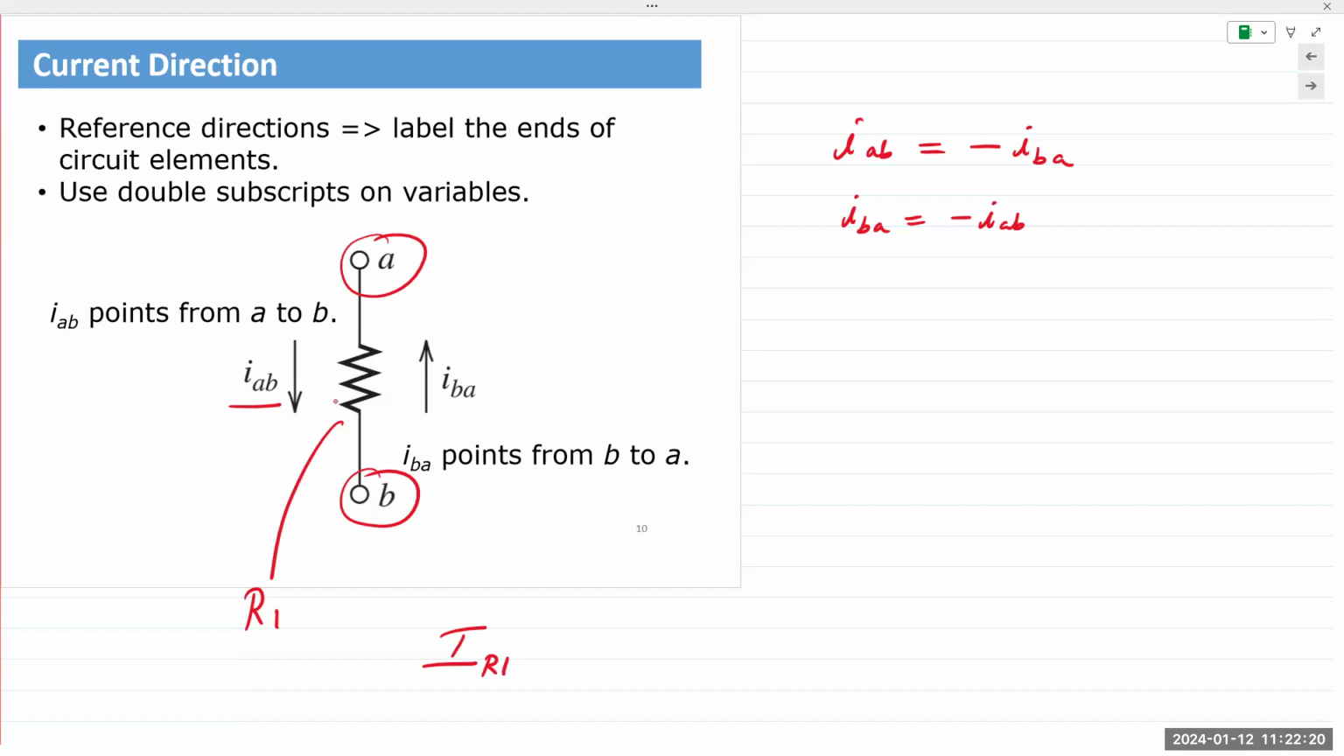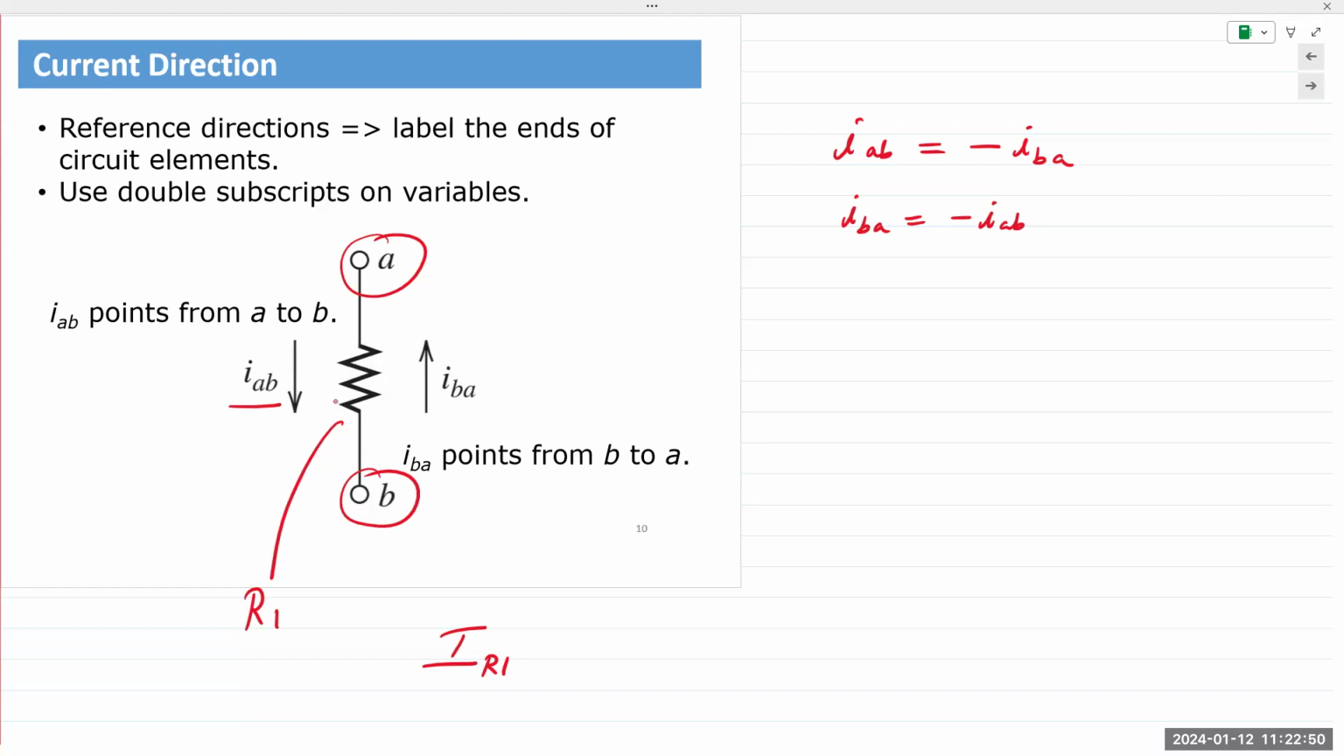IR1, IR2, it could be anything. It just depends on what direction of current you assume at the beginning of the problem. And then if your answer ends up being negative, it still is correct. As long as the numerical value of your answer is correct, then the plus or minus sign is taken along with the current direction or the voltage polarity. So it does not mean that your answer is incorrect.